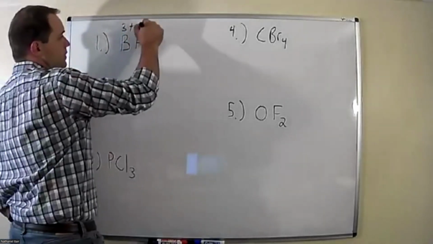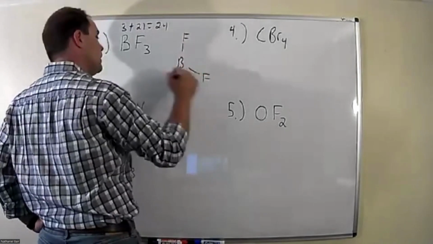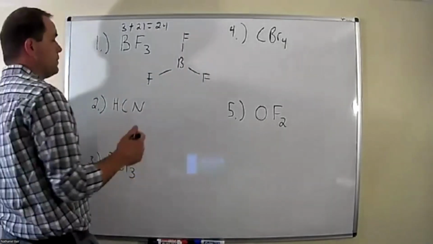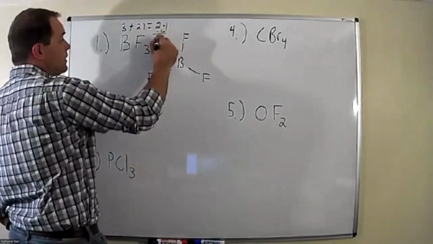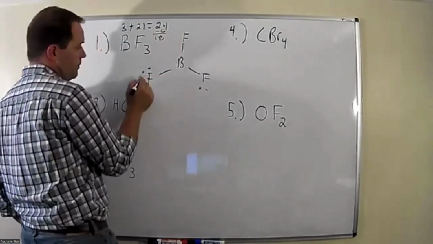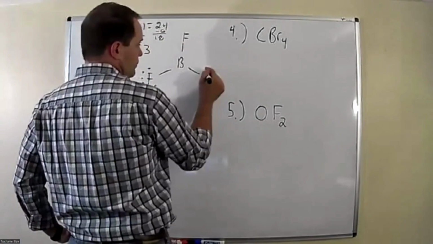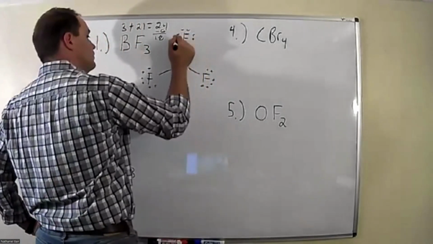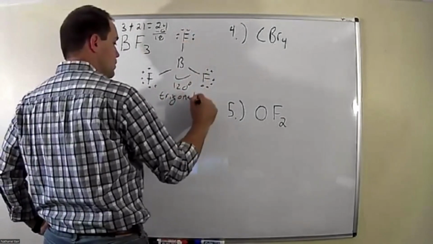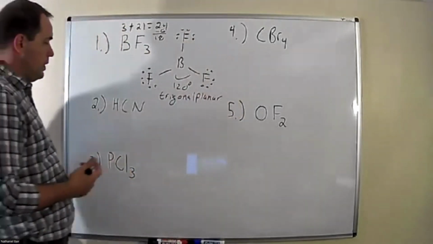So that's 3 plus 21 is 24. Boron in the middle, 3 fluorines. Boron is happy with 6 electrons, one of the exceptions from last time, so it's totally cool with that. Used up 6, got 18. That's perfect. That's 120 degrees, and it's trigonal planar. Hopefully you got that. So did you draw it right with the 120 degrees?